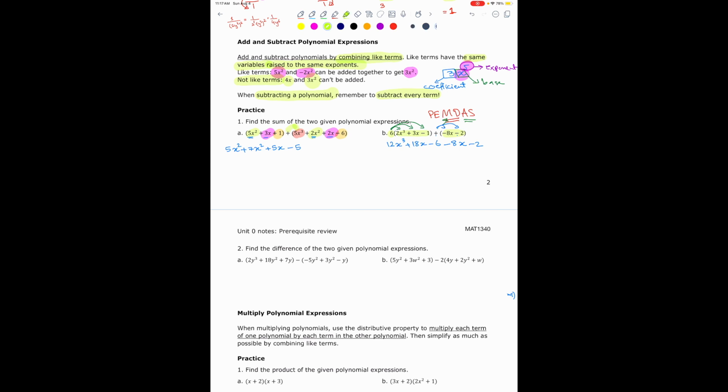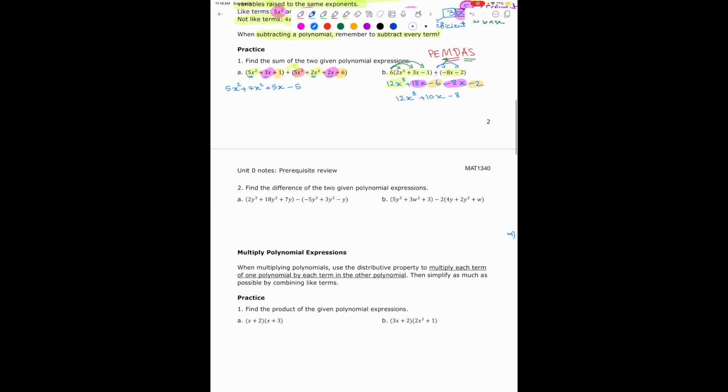So now we're going to highlight like terms. The first term does not have a similar term. The second term has this term similar to it. Notice how I highlighted the sign before that, because the sign of that term is the sign in front of it. And then negative 6 is similar to negative 2. It's just a constant. So we have 12x cubed remains the same. Positive 18x minus 8x is positive 10x. Negative 6 minus negative 2 is negative 8. So that is the whole expression.